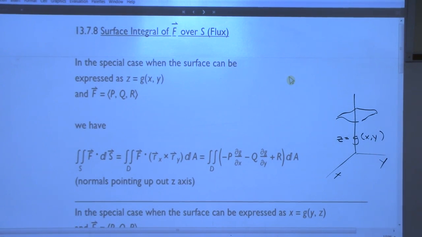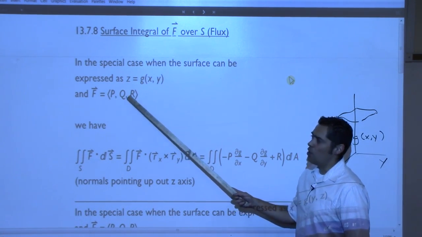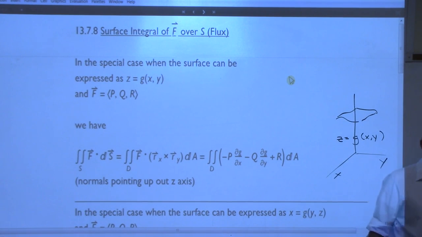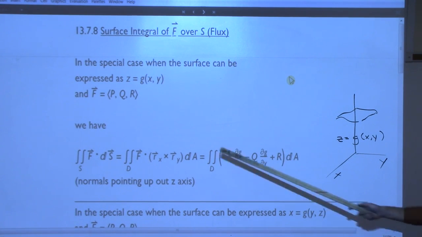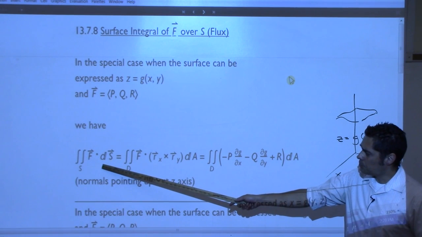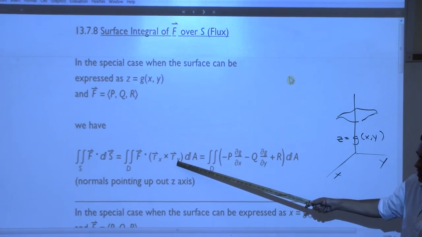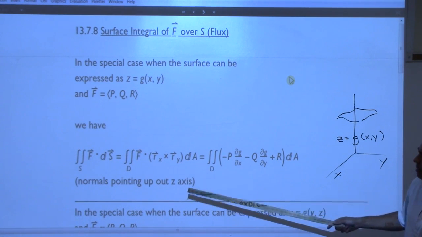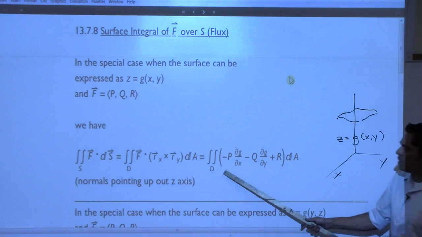If we have that, and our vector function has 3 components, P, Q, and R, which in the last problem was like y, z, x or something like that, whatever those are, we're calling P, Q, and R. This will become this, which we already knew, except we're using x and y here instead of u and v. And when you do this cross product, you will get this.